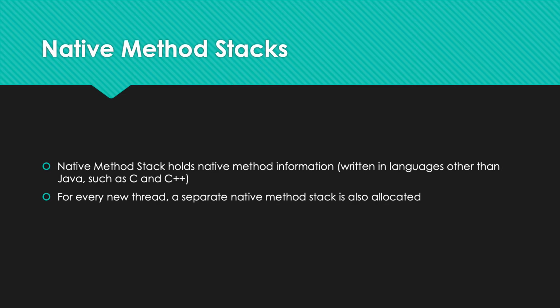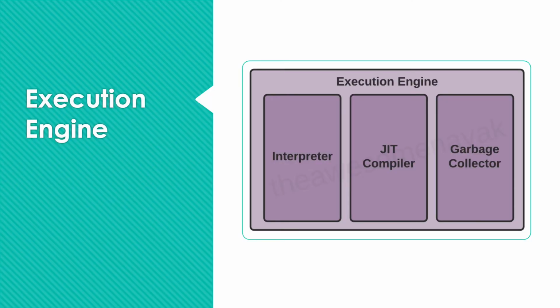Right, and also for every new thread, a separate stack is allocated here. So each thread will have its own stack. With that, we conclude the runtime data area. Next, we go to the execution engine. So this is where the actual magic of execution happens, right? Here again we have three components: interpreter, JIT compiler, garbage collector.